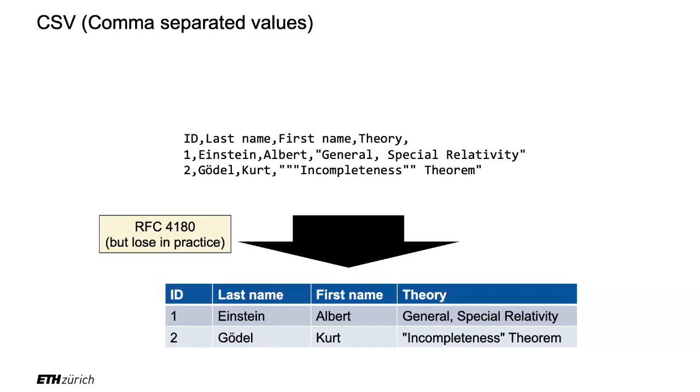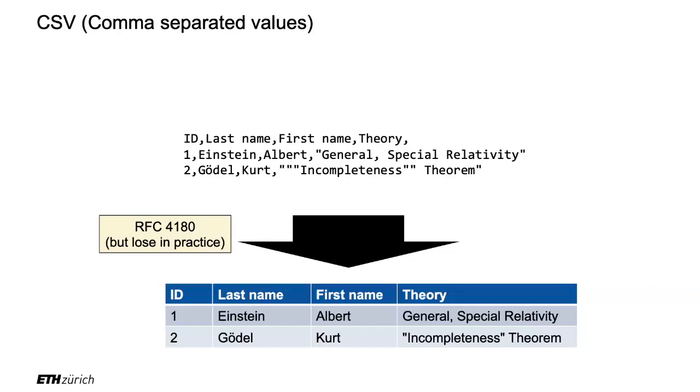Then there is the question of what do you do if you have a comma that is inside an actual string, like for example, general, special relativity. Here there is a comma, but I don't want that comma to be interpreted as the separation of a cell. It's actually part of the text. So what you do, you put quotes around it, and the quotes tell you, okay, that comma is special. The comma inside the quotes is not a separator; it's really a real comma.